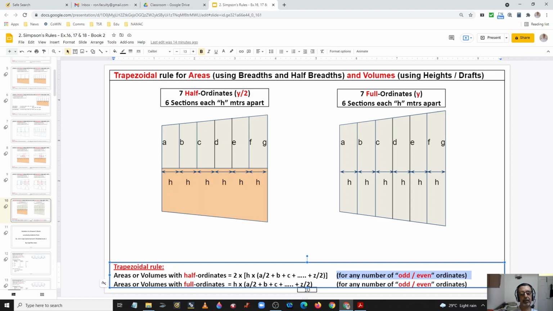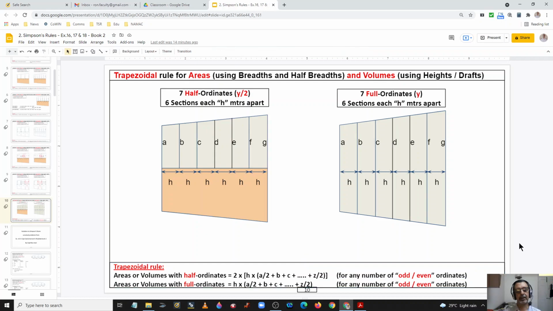Now here I would like to bring to your attention, that is, for these areas and volumes which are spaced h meters apart, if this h is reduced to as small as is possible, then your accuracy of calculating areas and volumes will be higher. The smaller the h, greater the accuracy. It is a point to note.